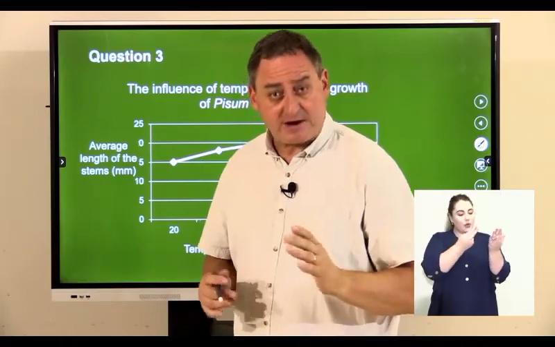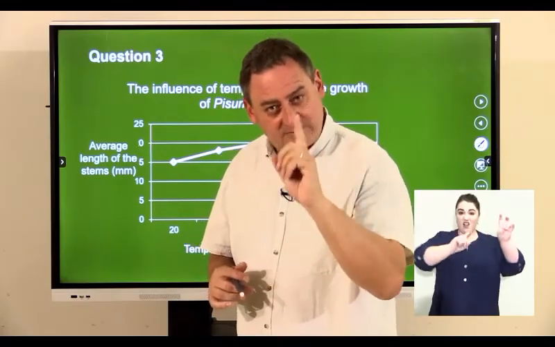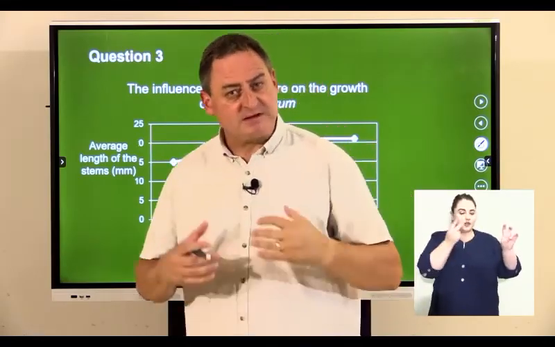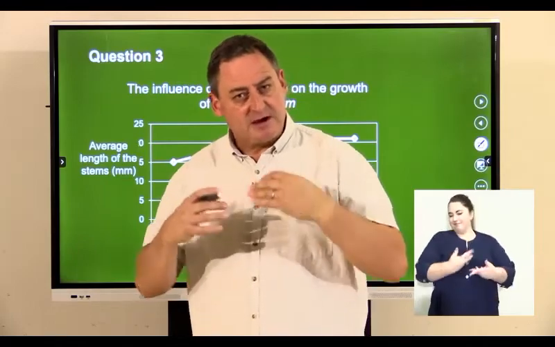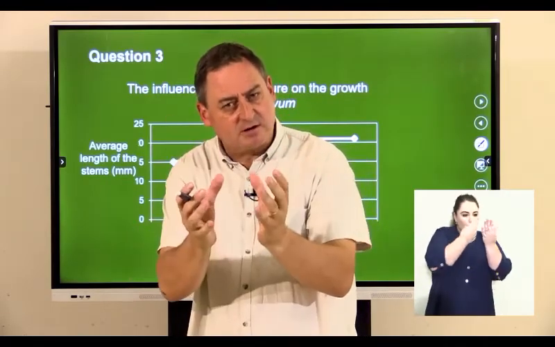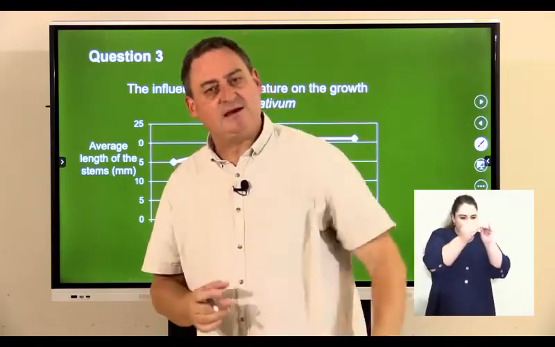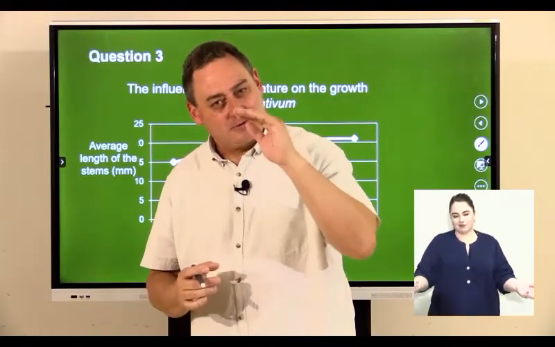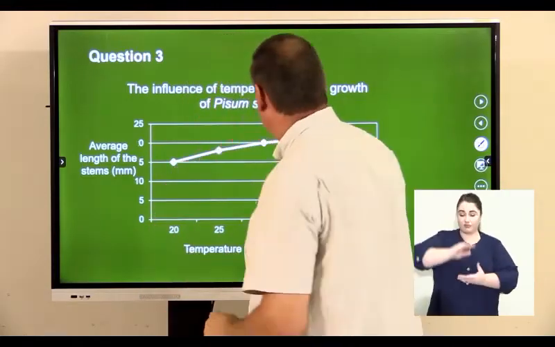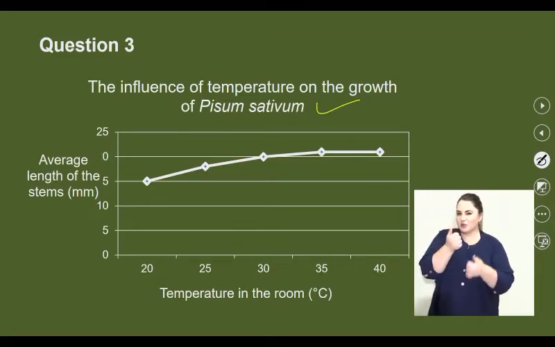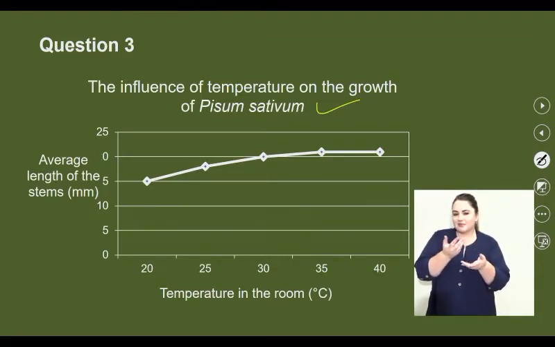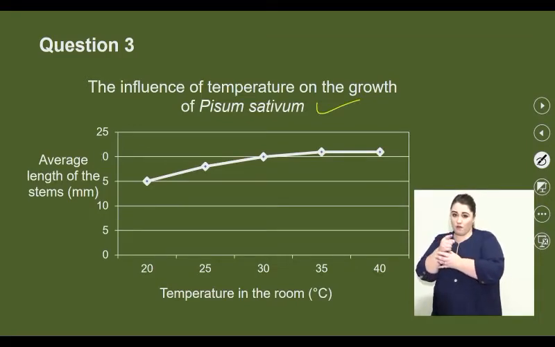When you draw the graph, I recommend you write the heading first. Why? Because I've seen so many learners, including myself, get so involved in drawing the graph that I forget the heading in the end. You write the heading first. Look at this heading. Do you think it's a good heading? The influence of temperature on the growth of Pisum sativum, which are the pea plants.